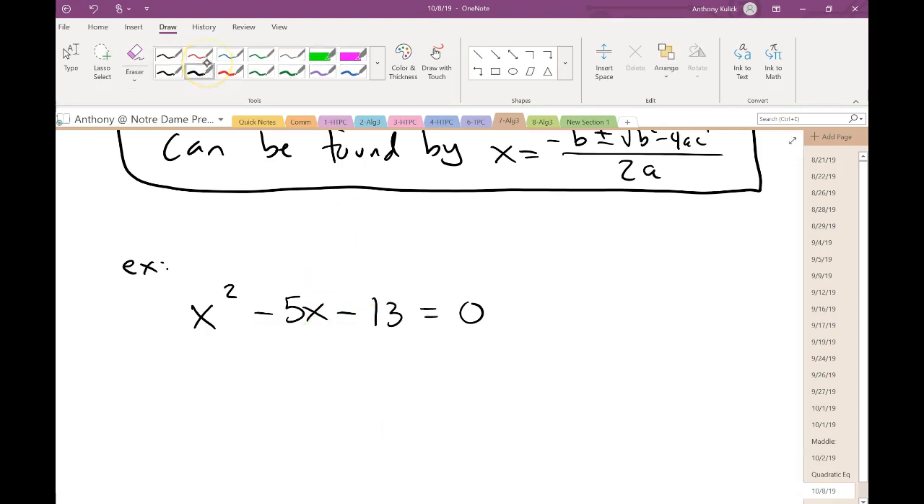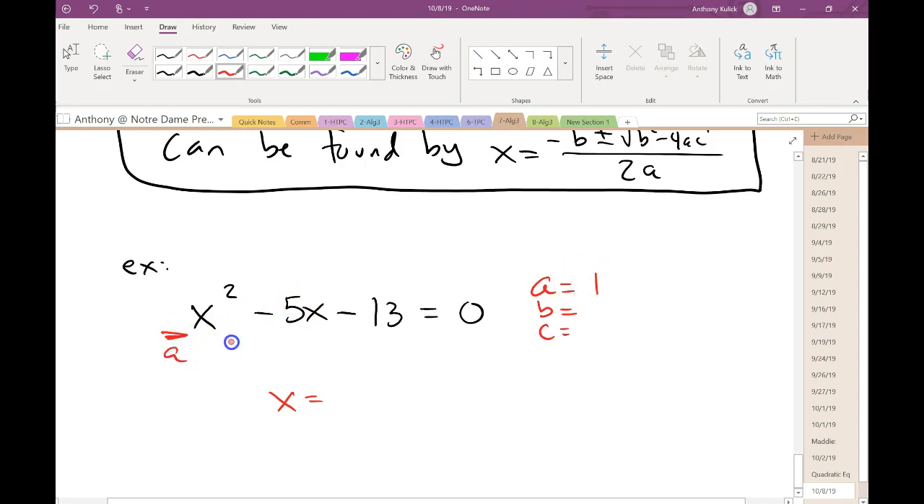Okay, so what can I do? I'm going to use the quadratic formula. What are my values for a, b, and c that I'm going to be plugging into the quadratic formula? A is 1, B is -5, and C is -13. Everybody okay with that? All right.